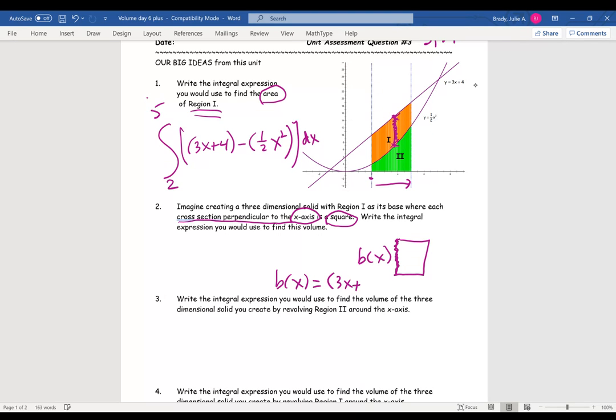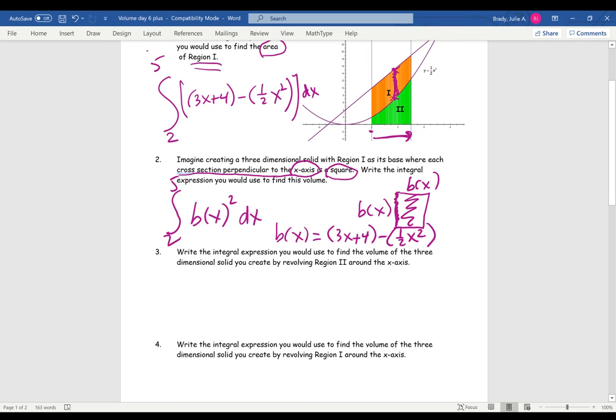We take the top function minus the bottom function, and as we move along the x-axis, that determines how long that piece is. Except this time, we need to add up areas, and since this is a square, that's b of x squared, and we're going to add up an infinite number of areas, so we're still going to integrate. And how do you get the area of the square? You take one of the sides, and you square it. And we need the differential, and we're still going from 2 to 5. All right, one more.